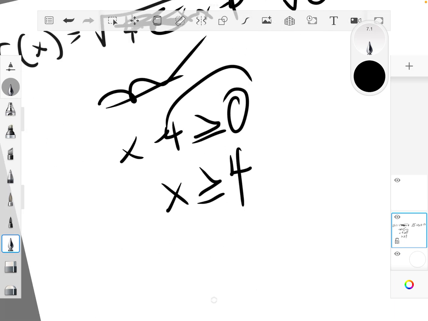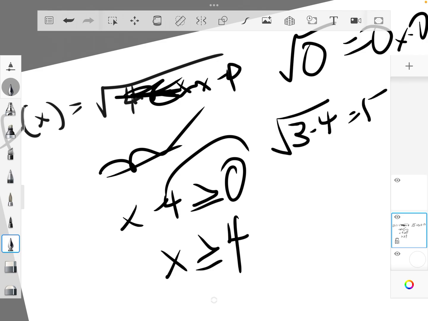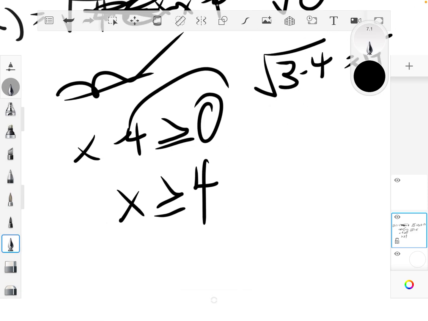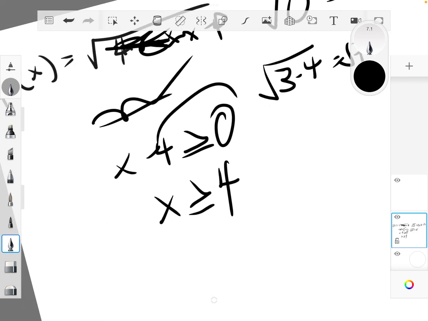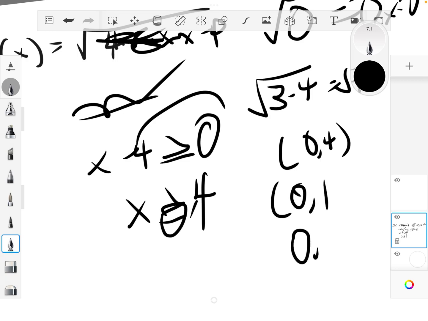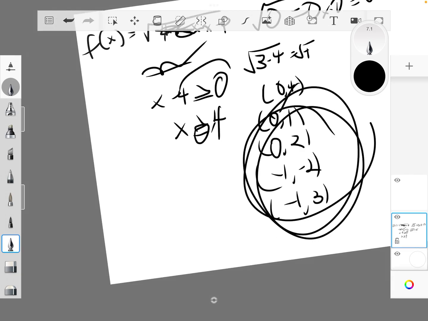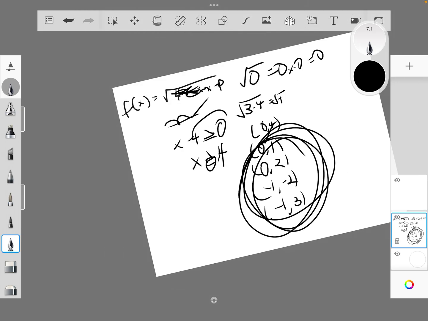If we use something smaller than 4, let's say 3, then 3 minus 4 gives you negative 1, which is not allowed. So everything bigger than or equal to 4 is allowed. If the point I give you is (0, 4), then it exists because it's equal to 4. But if the point is something like (0, 1), (0, 2), (negative 1, negative 2) or (negative 1, 3), anything with x smaller than 4, then it absolutely doesn't exist. It's discontinuous.